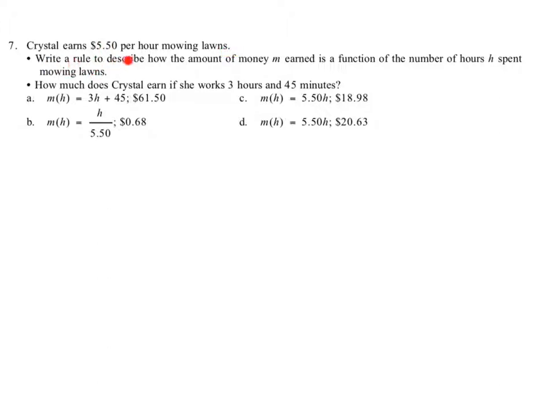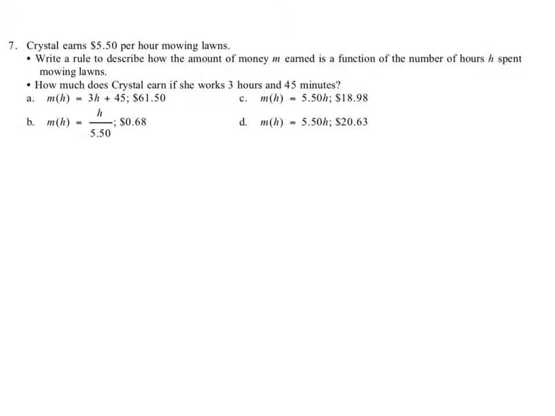Write a rule, a function rule, or an equation to describe the amount of money M, we're going to use that variable M, that is earned as a function of the number of hours H spent. So H is going to be the independent variable. She spent some number of hours mowing lawns. And M is the dependent variable. The amount of money she earns depends upon the number of hours she spent.